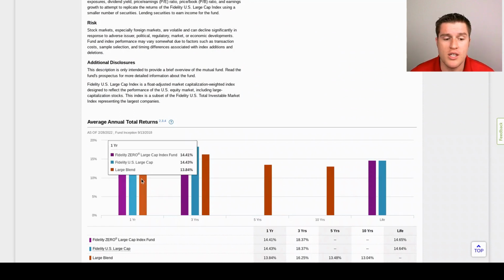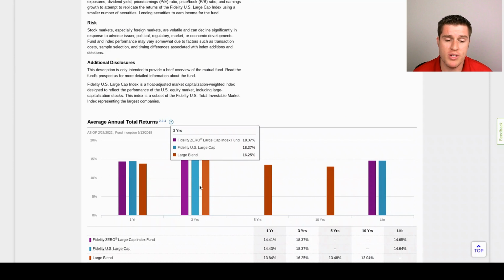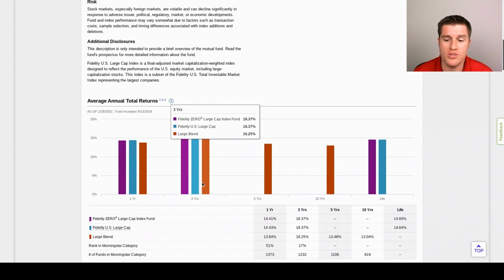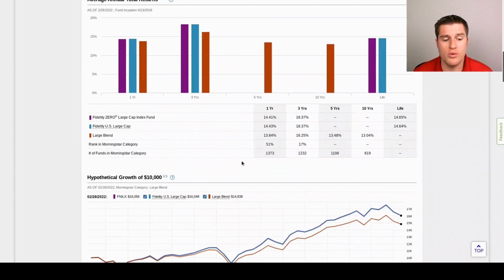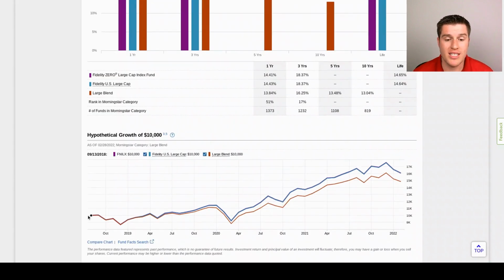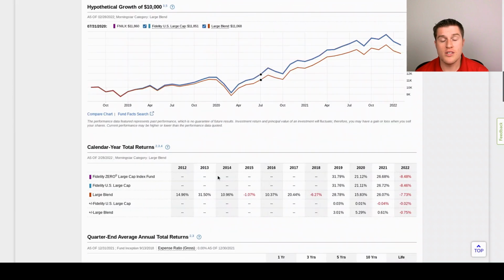So the Fidelity Zero compared to the Fidelity Large Cap, very similar. 3 years, almost exactly the same, much bigger than Large Blend. You talk about 1 year, 3 years, life of the fund. Then it shows you a hypothetical growth. If you were to buy it right when it came into existence, if you bought $10,000 back then, now it would be closer to $16,000. So pretty cool information. Again, if you're looking at a fund that was around for a longer time, it would give you more information there.